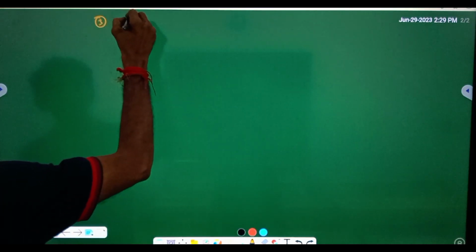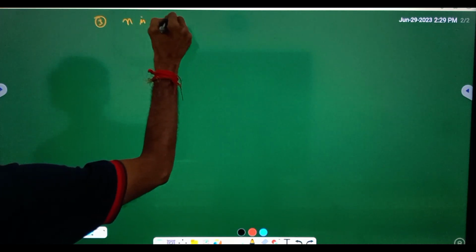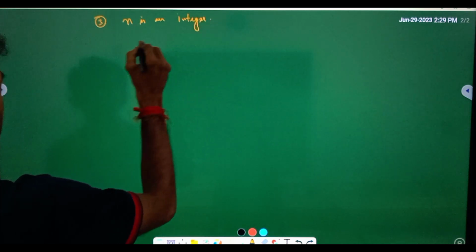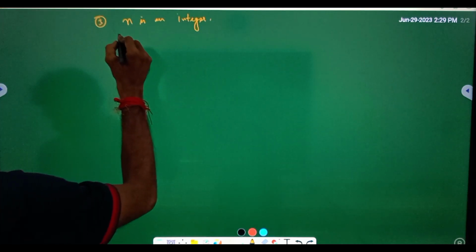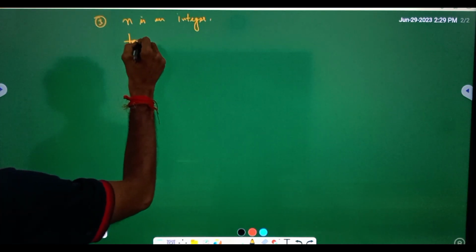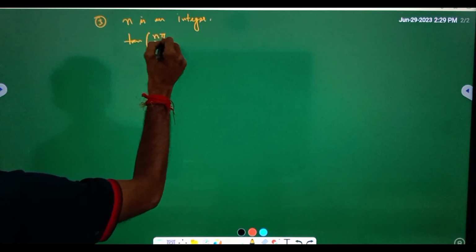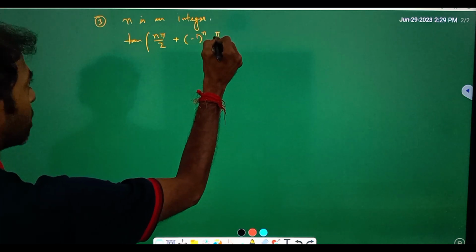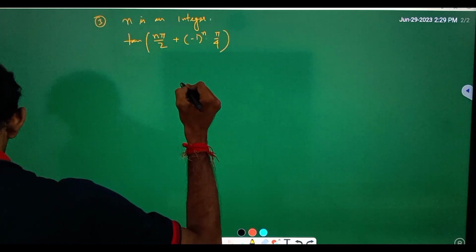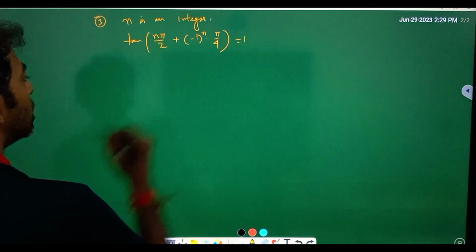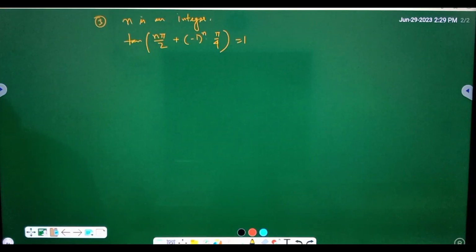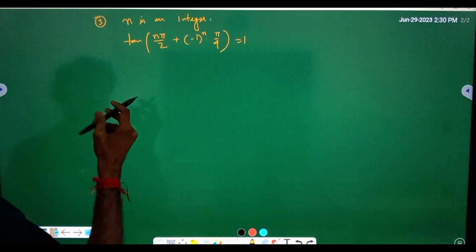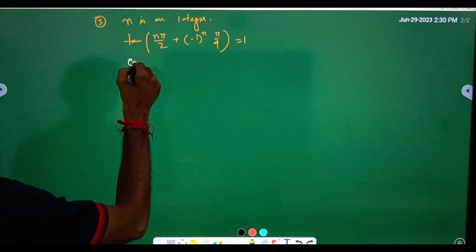if n is an integer, then prove that tan of n pi by 2 plus minus 1 power n into pi by 4 is 1. I'm going to prove that one. So what will be the procedure here? Here you need to consider two cases.